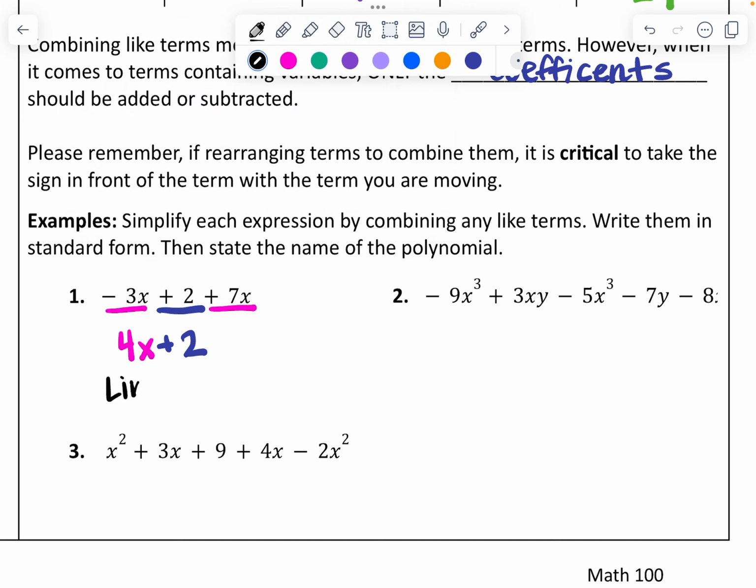And we would call this a linear binomial. It's 2 terms. The degree is 1, which makes it linear.